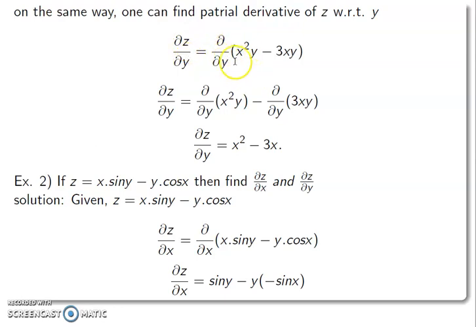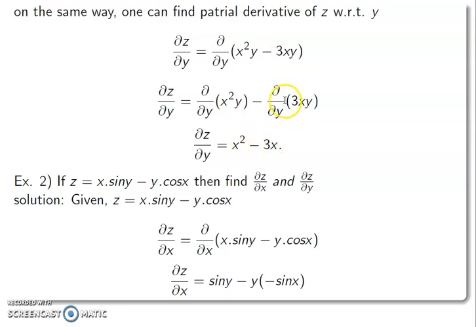This is dou by dou y of x square y minus 3xy. So separate it: dou by dou y of x square y minus dou by dou y of 3xy. What is the derivative of x square y with respect to y? Now x square is constant, write it outside. X square into dou y by dou y. Dou y by dou y is 1, only x square.